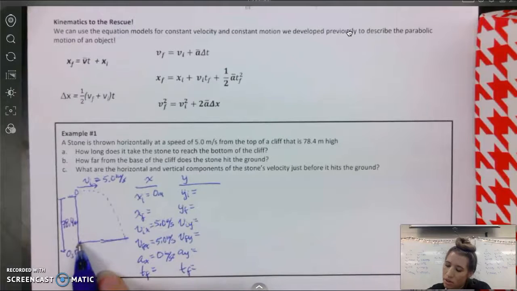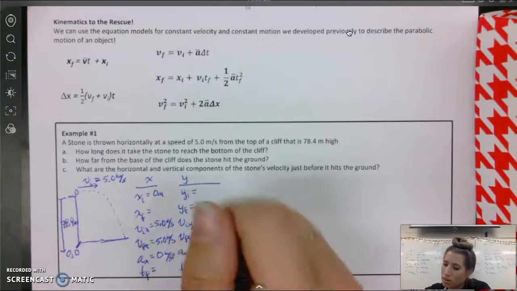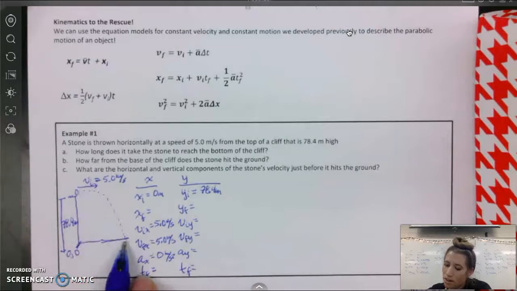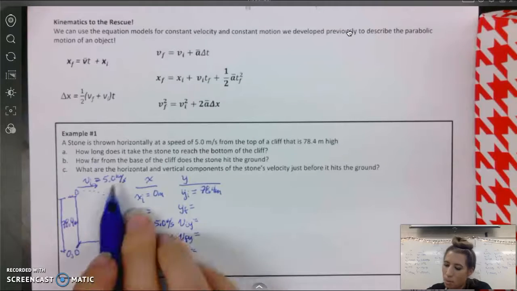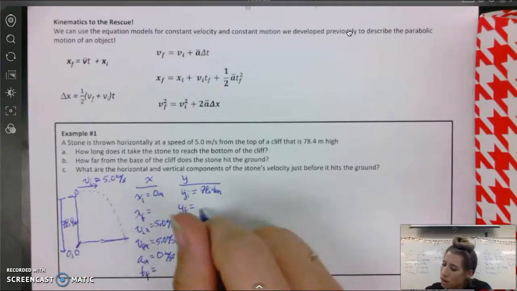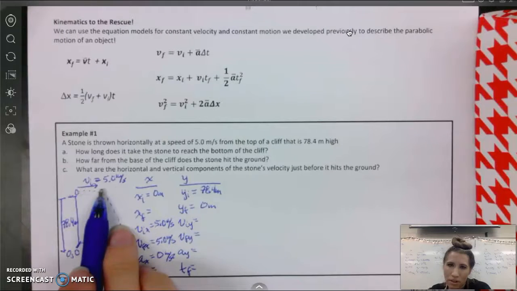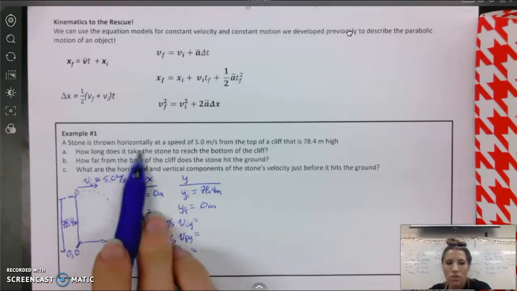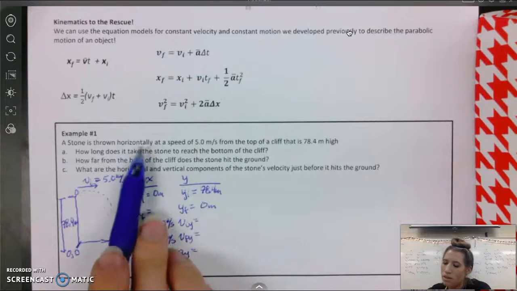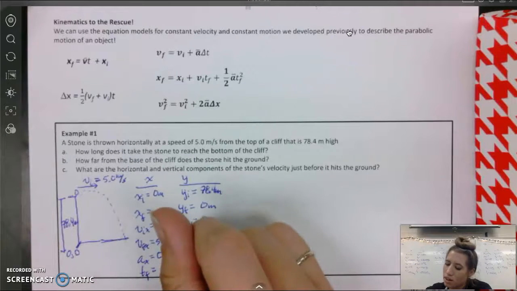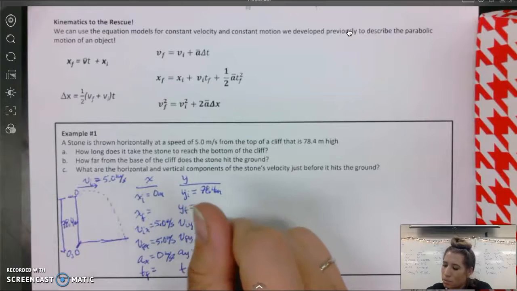Now let's look at the y direction. If this is my origin, I am initially starting 78.4 meters above my origin. Okay. And when I end, I'm going to be at my origin in the y direction, so that'll be 0 meters in the y. My initial velocity in the y: this whole initial component was in the x direction. A stone is thrown horizontally at a speed of 5 meters per second. There was no vertical component to this. Okay, and so that must mean the initial velocity in the y is going to be 0 meters per second.